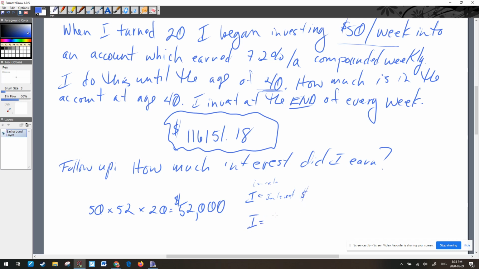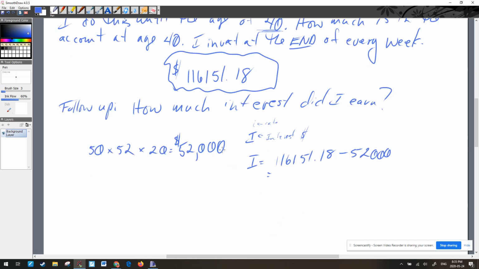So uppercase I here is going to be worth 116,151.18 minus 52,000, right? And I guess that would be $64,151.18. Okay, so by putting away 50 bucks a week for 20 years, at 7.4% interest, I earned $64,000 in interest. Huge, huge numbers, right? And these are realistic numbers.